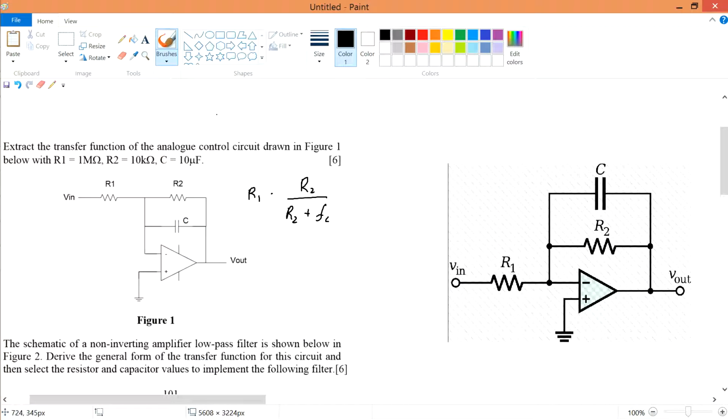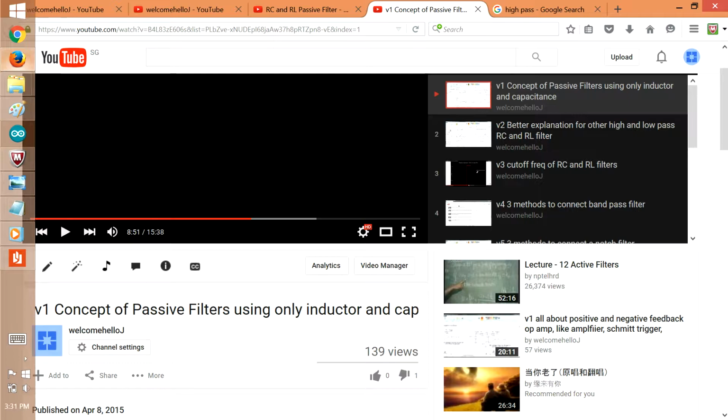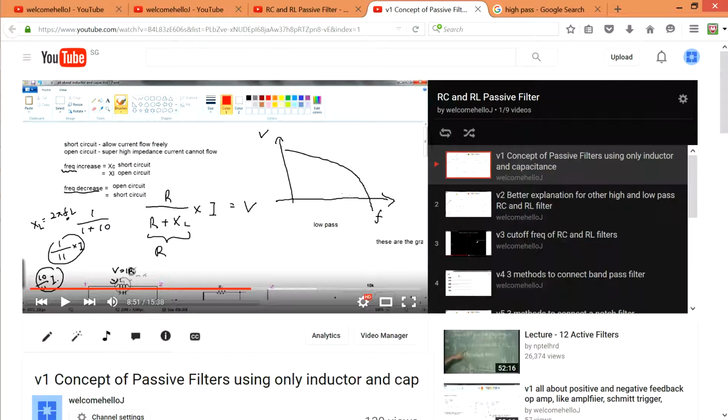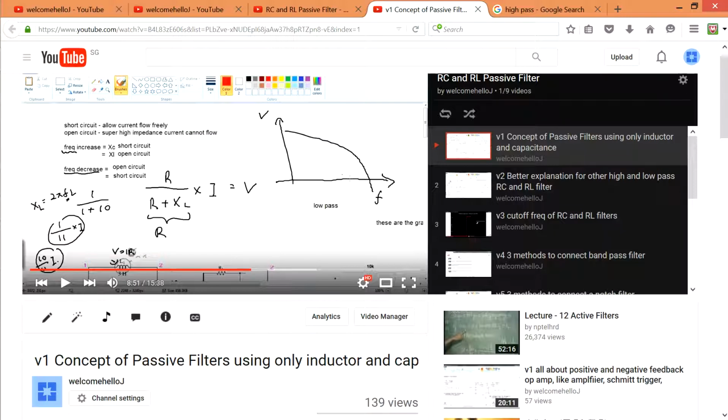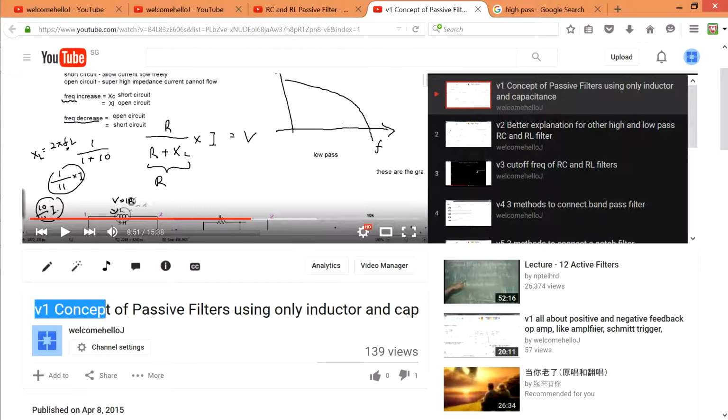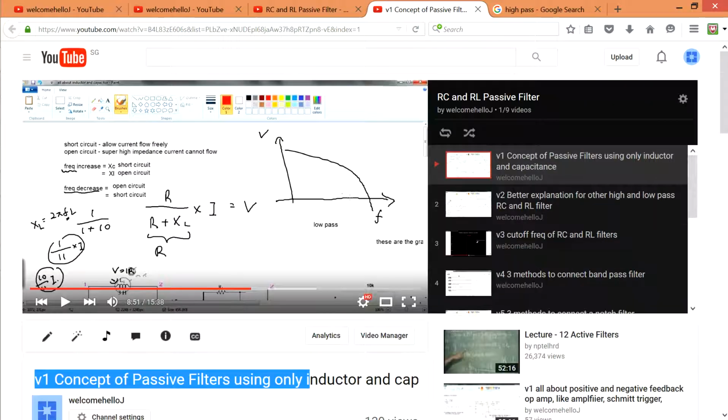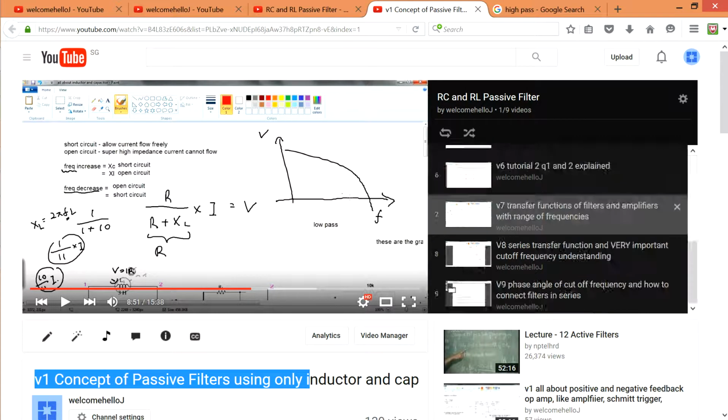Okay, this is coming from an exam question, and I don't think it will come up for our exam, but I think it is pretty nice if you learn this also, since I have this understanding. If you don't know anything about the passive filter or op-amps, I would suggest you watch this video. It's under my playlist RC and RL passive filter, and you can watch all this.